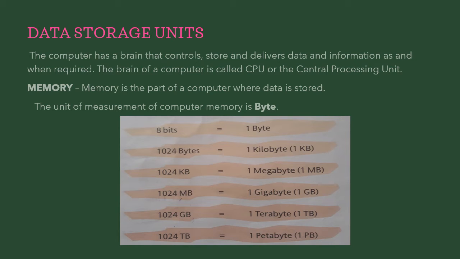Now our next topic is memory. Memory is the part of a computer where data is stored. This is a very important part of a computer because we have to store a lot of things in the computer. So for storing our data into the computer, we need memory. So memory is the part of the computer where we store our data. The unit of measurement of computer memory is byte.